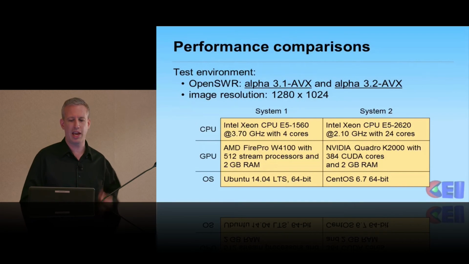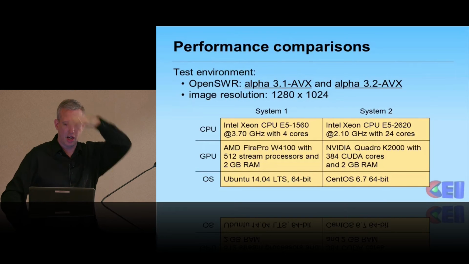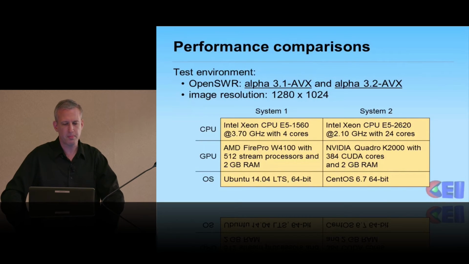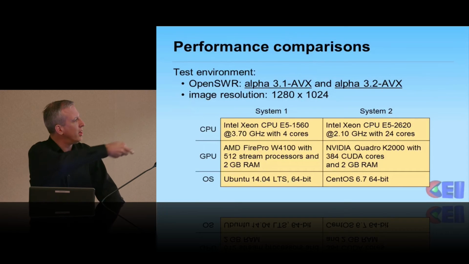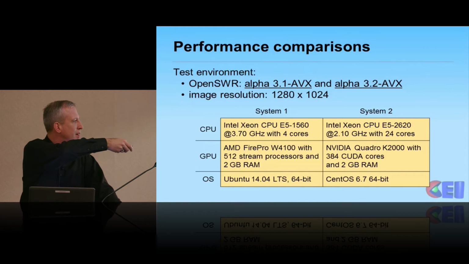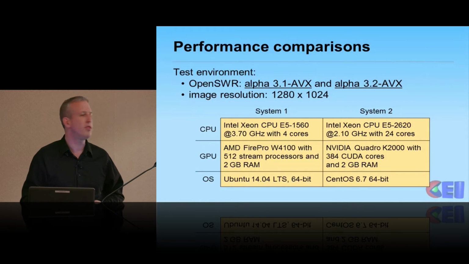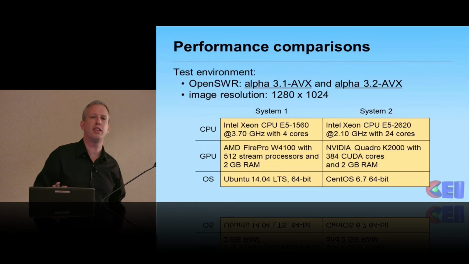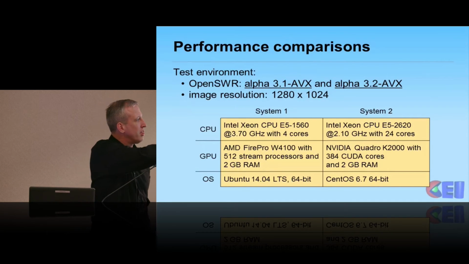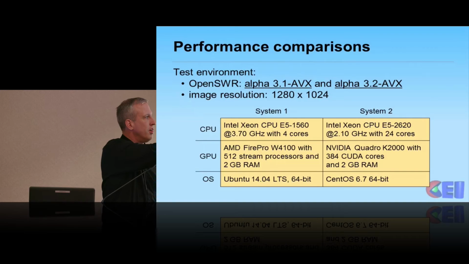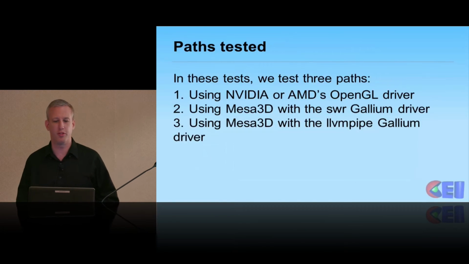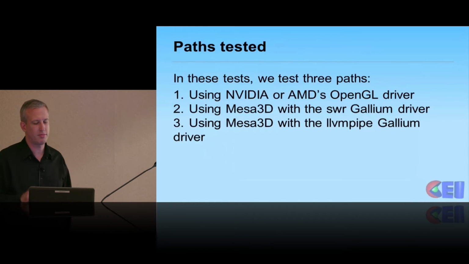And so we had two different systems that we ran on. One was an older system with 4 cores. Another one was a newer system with 24. This system had an AMD. This other one had a Quadro. It was interesting looking at this. The fact that we ran this on 2 completely different machines, especially with the core difference, made a huge difference in our performance. As you'll see, I liked this a lot.